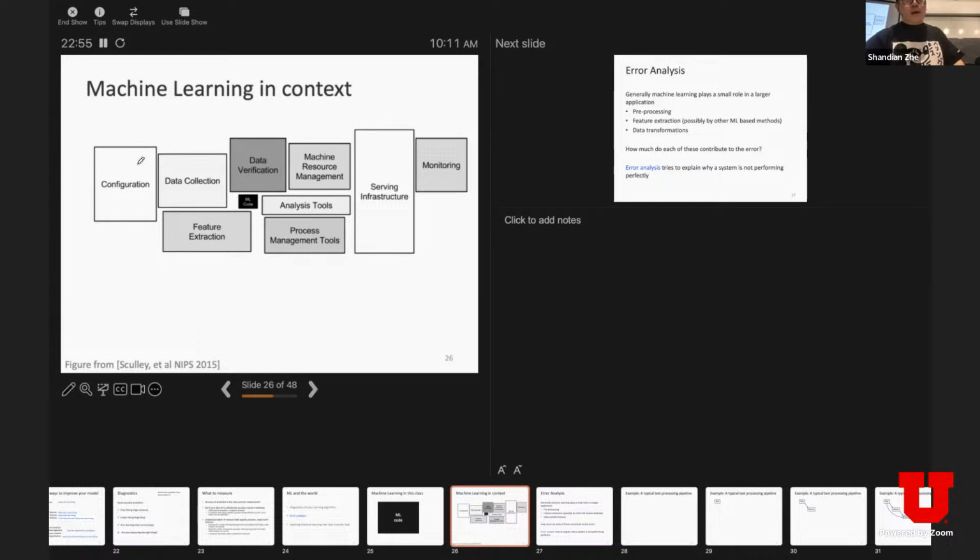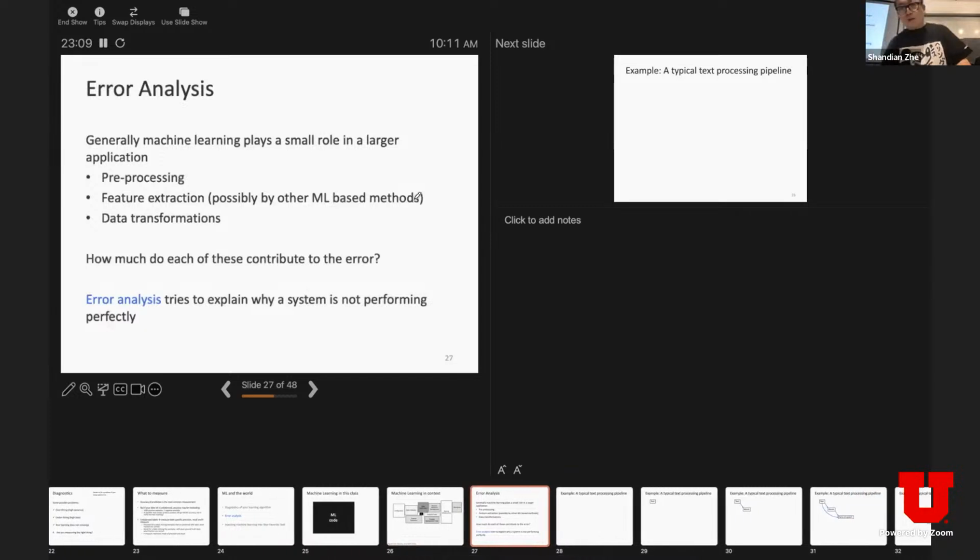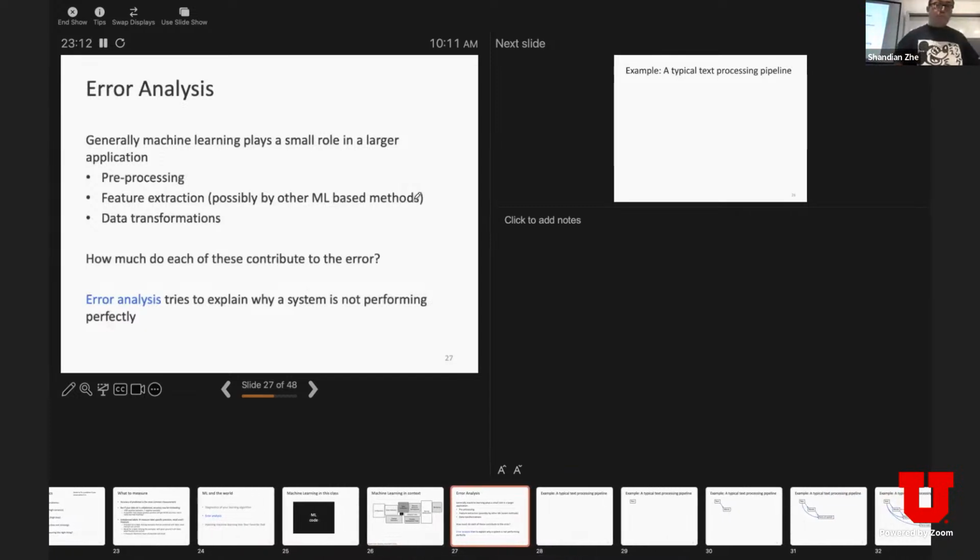And it has to be integrated into a big pipeline, perhaps including data feature extraction, data verification, and analysis, all kinds of stuff, and then you generate output. That means, in general, machine learning plays a small role in a larger application. All the previous steps, like pre-processing, feature extraction, and data transformations, are all important to machine learning. Those are something we have never talked about throughout the class, but you will know them in real world applications.